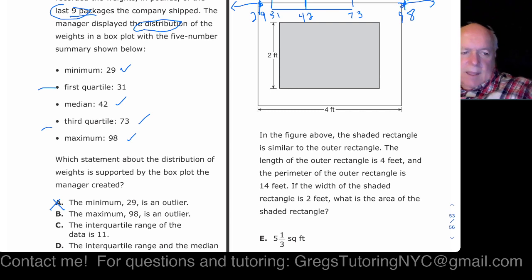And then it says the interquartile range of the data is 11. So what we need to do is the IQR, if you remember from the other example, was Q3 minus Q1. So in this case, that's going to be equal to 73 minus 31, and that is equal to 42. So it is not 11. That means the answer has to be D, but let's prove it.